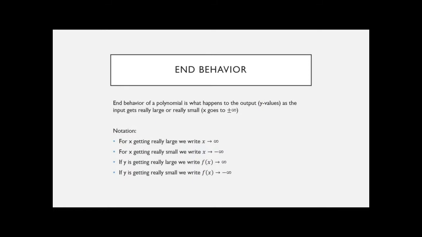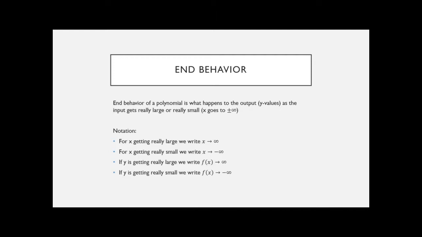So the tricky part is the notation for it, which I have right here. We indicate x getting really, really big, or getting towards larger values of x, as x, then the arrow, and then the infinity symbol. That's read as x goes to infinity. So it's getting bigger. And if it's going in the opposite direction, we use negative infinity there. But the arrow doesn't change direction. The arrow is just read from left to right, and we just indicate whether x is getting big or x is getting small.